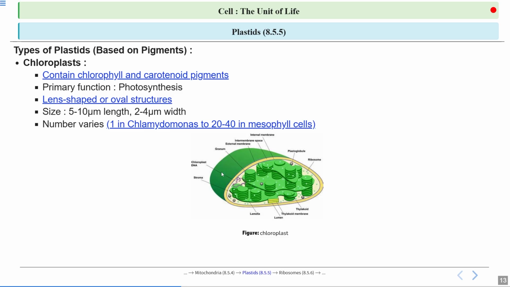Then it has its own DNA also. Chloroplast DNA is present here. Then stroma. Stroma is the fluid present within the chloroplast. Stroma consists of all the enzymes which are required to carry out the biochemical cycles such as the Calvin cycle, also known as the C3 cycle. It consists of ribosomes also, you can see.